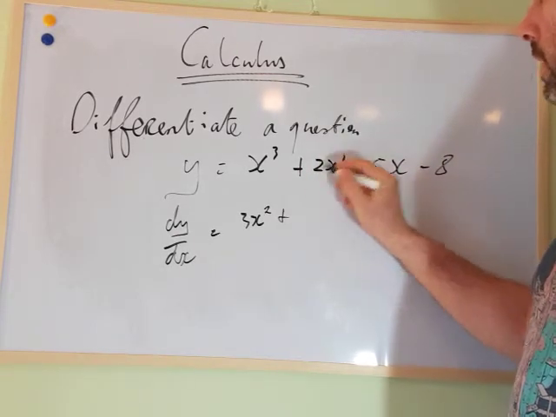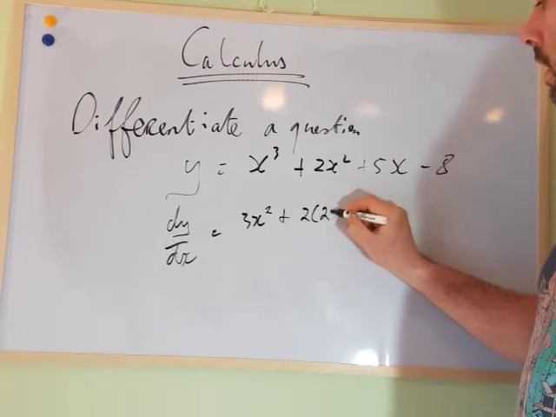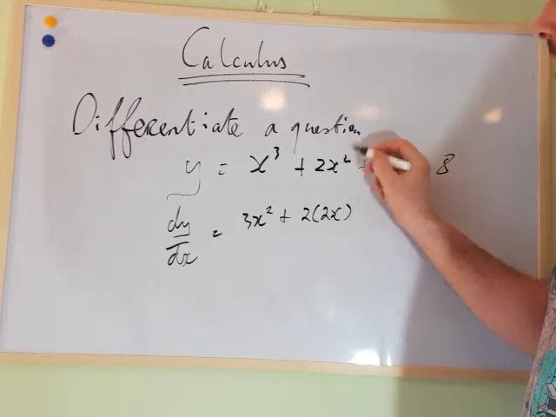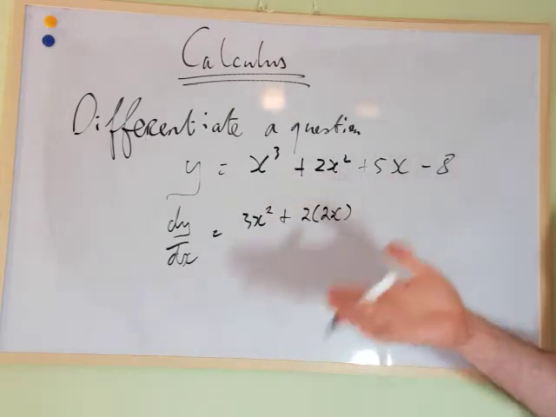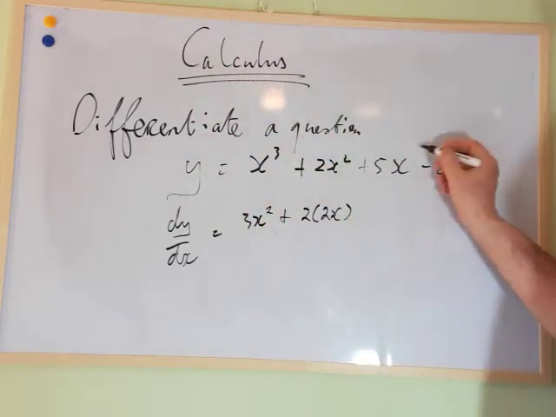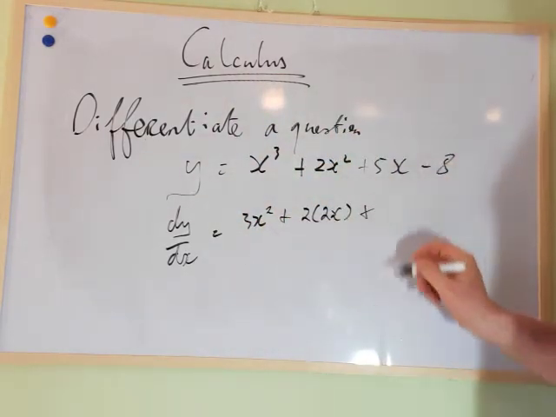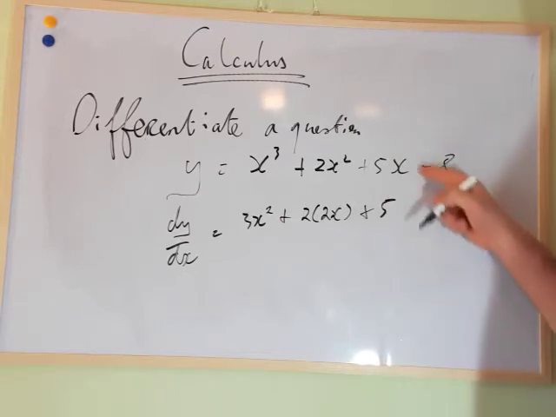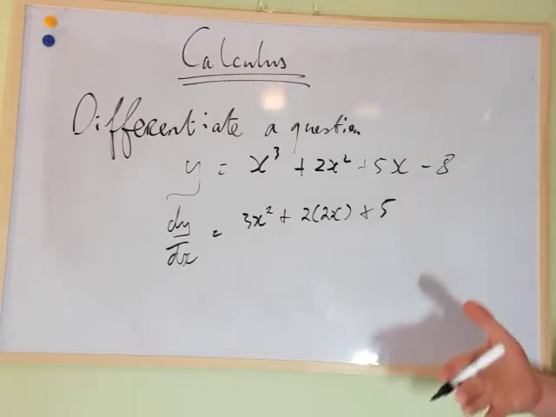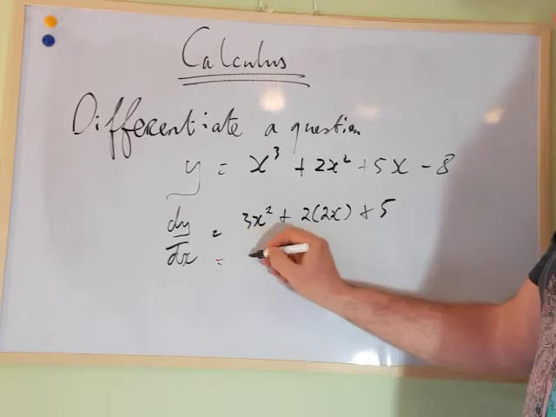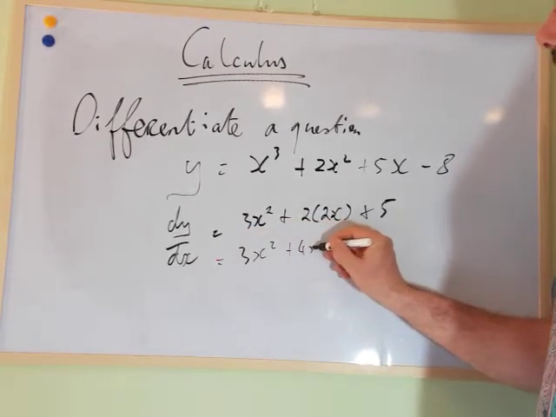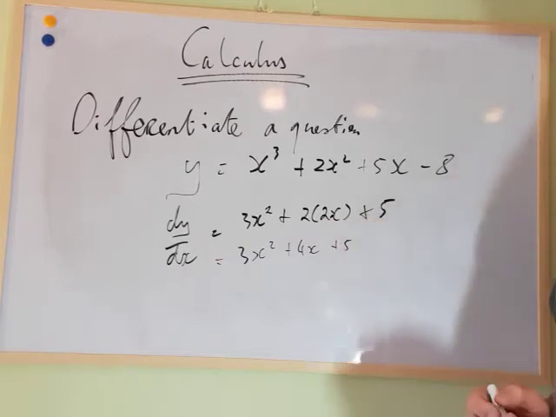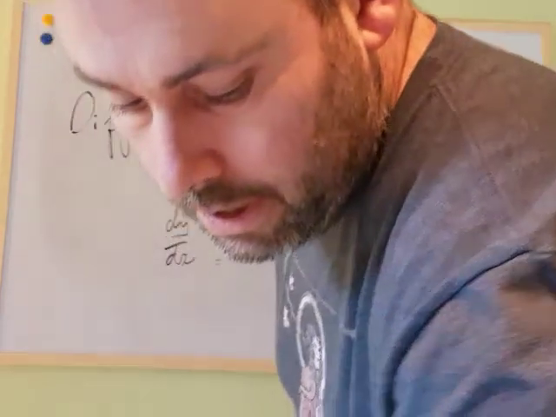Same thing here, bring down your power to multiply, reduce the power by 1, so 2x squared becomes just 2x to the power of 1, which is 2x. This one here, there's no power, the letter disappears, and our constant, as I said, becomes 0. It's gone. So my final answer here is going to be 3x squared plus 4x plus 5. And I'm going to do one more.